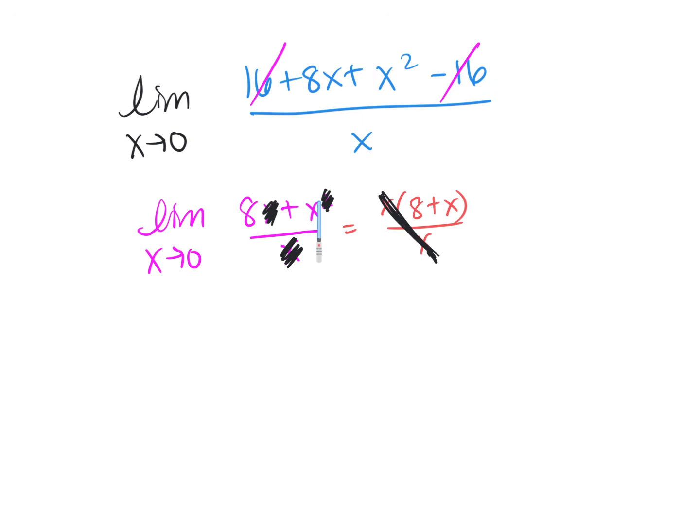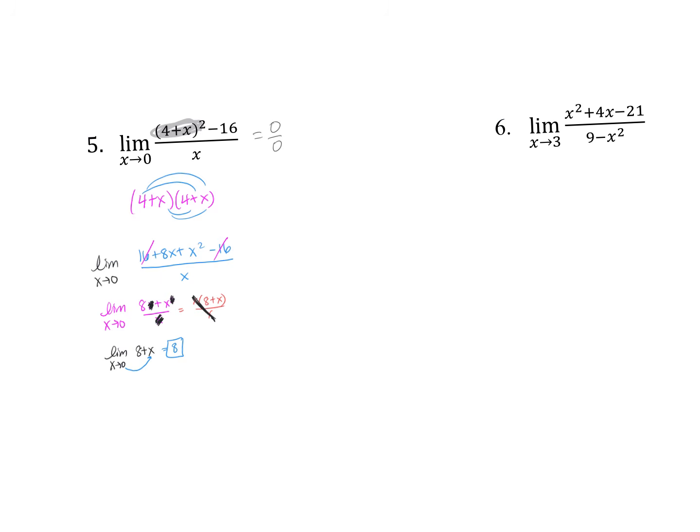What are we left with no matter which route you go? 8 plus x. So you were left with the limit as x approaches 0 of 8 plus x. Now if I plug in that 0 again, what's 8 plus 0? And you told me that limit was going to be 8. Okay, on this next one, if you plug in a 3, we're going to get 9 plus 12. That's 21 minus 21 over 0. We're going to get 0 over 0 again.